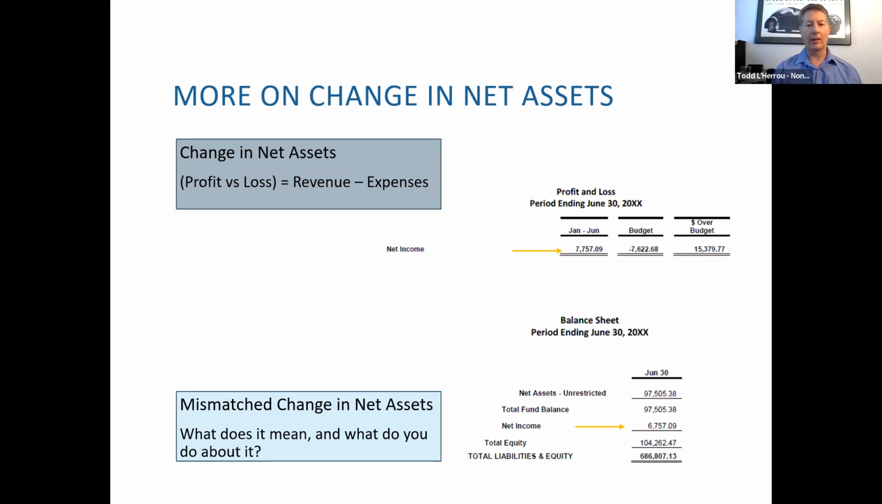All right, so let's talk about that change in net assets. So we saw that net income on the profit and loss statement. But if we go back and look at the balance sheet, we see that we are off by $1,000 on that line item. So those should always reconcile. Those should always be the same amount. The amount that you brought in over the course of the period on the profit and loss statement should be the same amount that's showing as your net income on your balance sheet, or should be the amount that your net assets have gone up from whatever the prior period was.